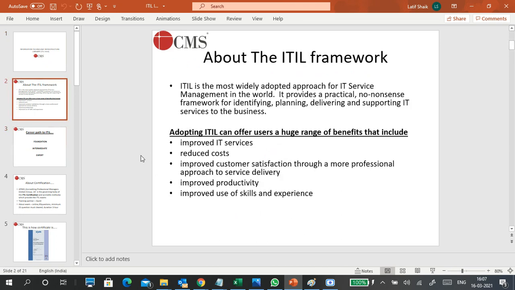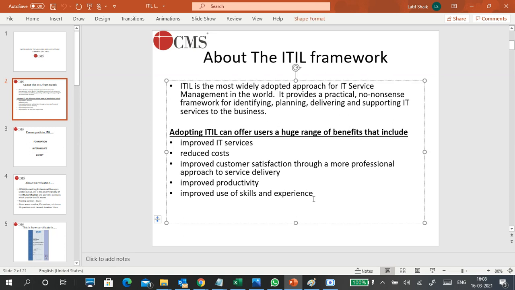The benefits of ITIL are improved IT services. Compared to the earlier IT services, we can improve our IT services. Cost reduction: unnecessary cost, we will reduce it. Improve customer satisfaction through a more professional approach to service delivery. Improved productivity and improved use of skills and experience.